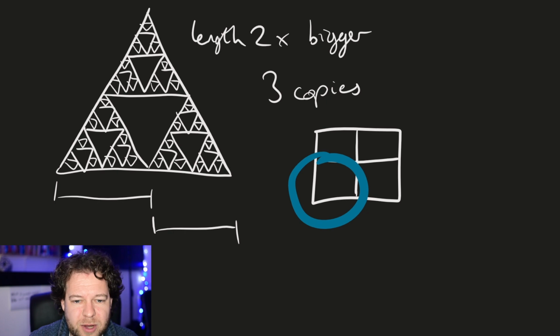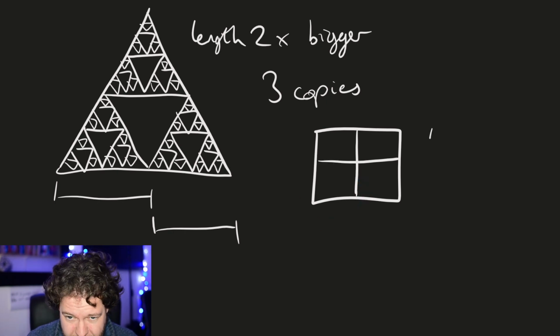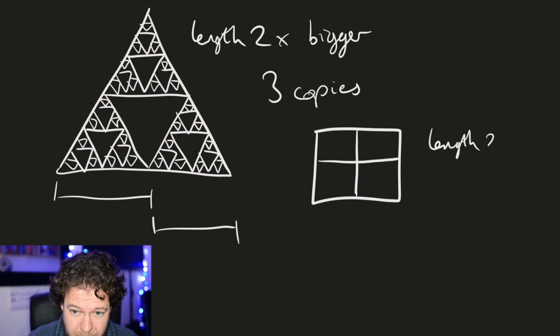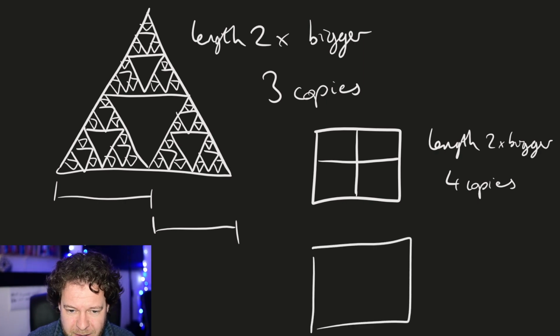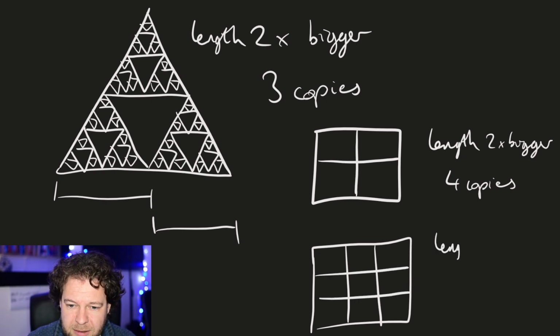So we can do the same reasoning on this one. The length is 2 times bigger to make the big square from the smaller square, and we need 4 copies of the smaller square to make that happen. And this carries on in a similar manner. If I have a square subdivided into 3 sections, like this face of a Rubik's Cube, say, then the length is 3 times bigger. I'm going to stop writing length very soon because it takes me a while. And how many copies? Well, we need 9. And I hope you recognize where these numbers are coming from.